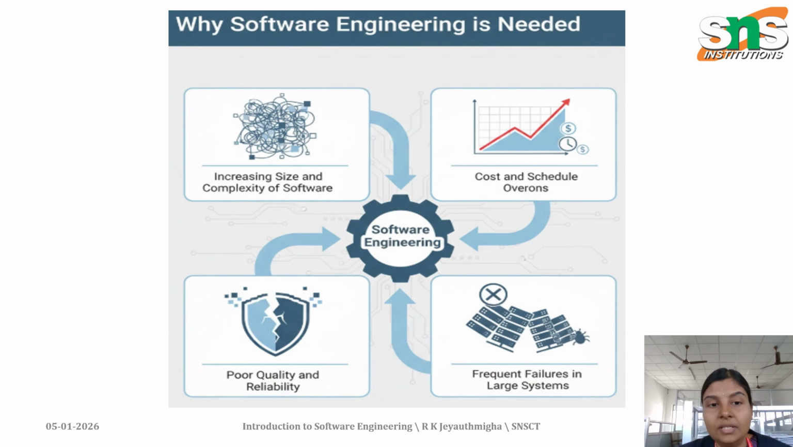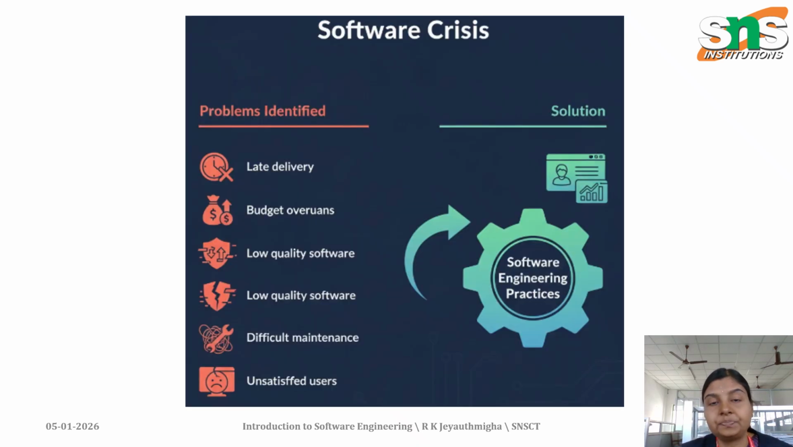Why is software engineering needed? Due to the increasing size and complexity of software, cost and schedule overruns, poor quality and reliability, and frequent failures in large systems, we need a software engineering process.